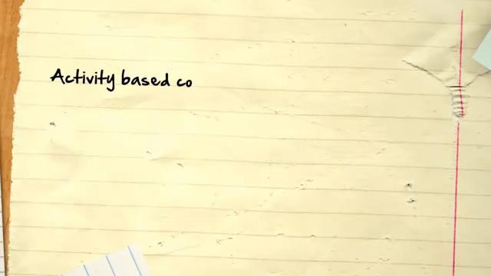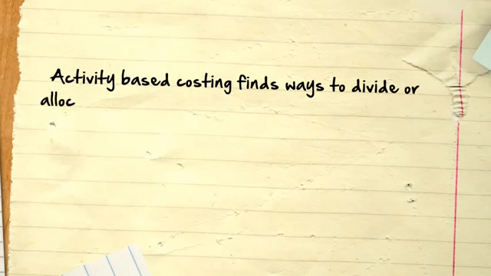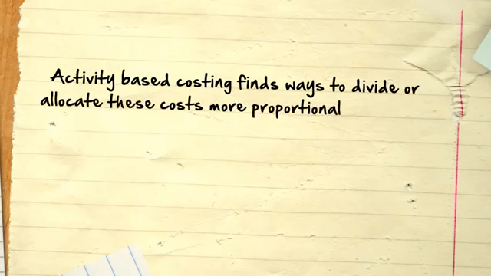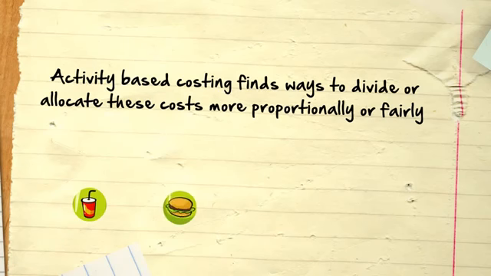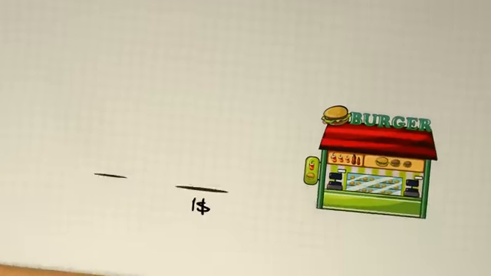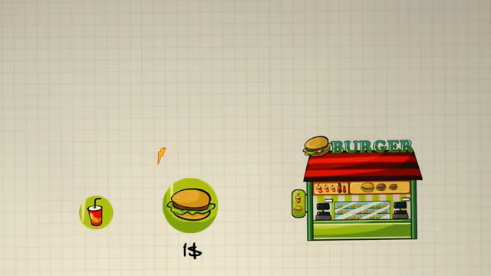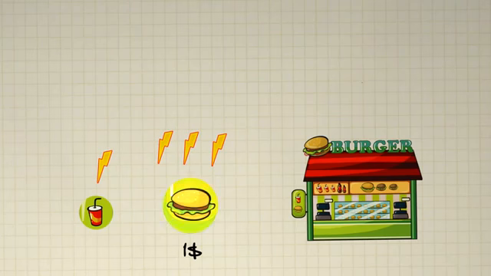However, activity-based costing finds ways to divide or allocate these costs more proportionally or fairly, so that we can write down a higher cost for items or products which use more of the stuff related to cost. In our case, we now know that we should write down a higher electric power cost for burgers than for lemonades. As a result, this might cause us to sell our burgers at a higher price than the lemonades, and the lemonades at a lower price than the burgers.